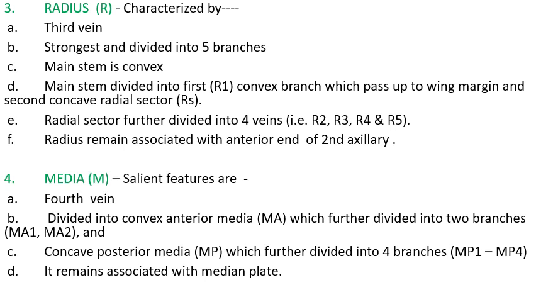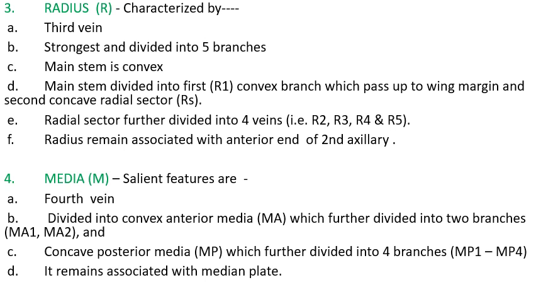The third is the radius. This radius vein is the strongest and is divided into 5 branches. The main stem divides into R1, the convex branch which passes up to the wing margin, and the second, the concave radial sector, represented as Rs. The radial sector is further divided into 4 veins: R2, R3, R4 and R5. Here the radius remains associated with the antero-radiant of the second axillary.